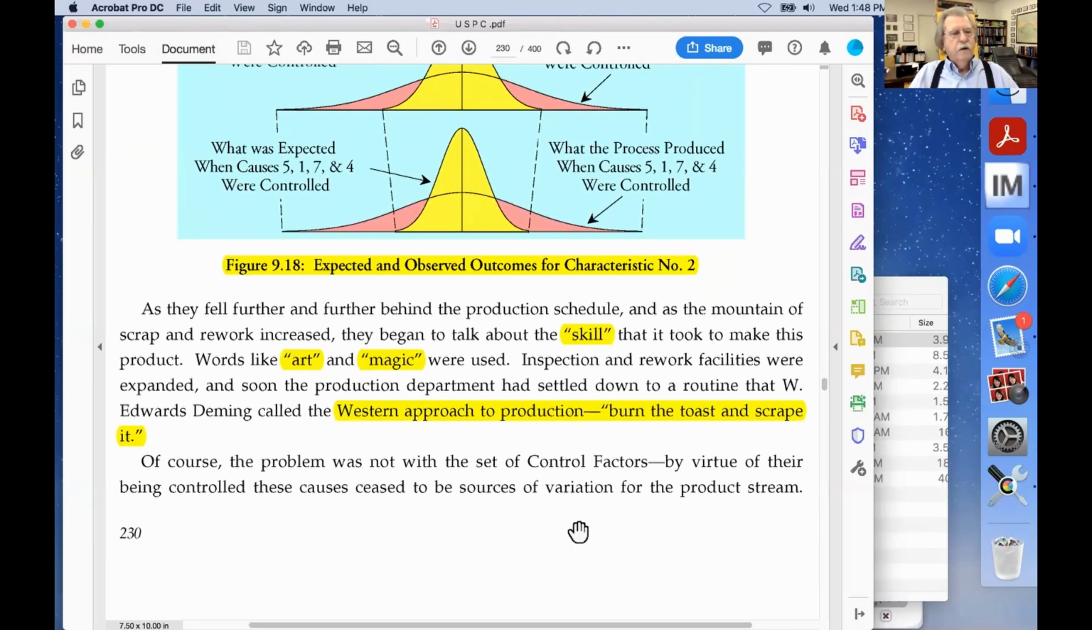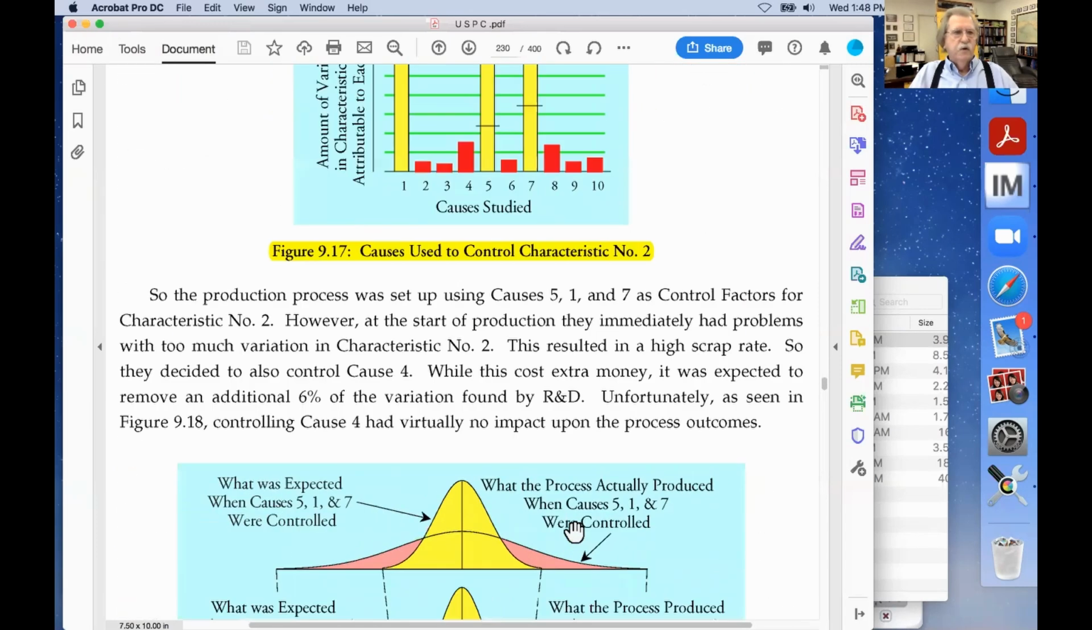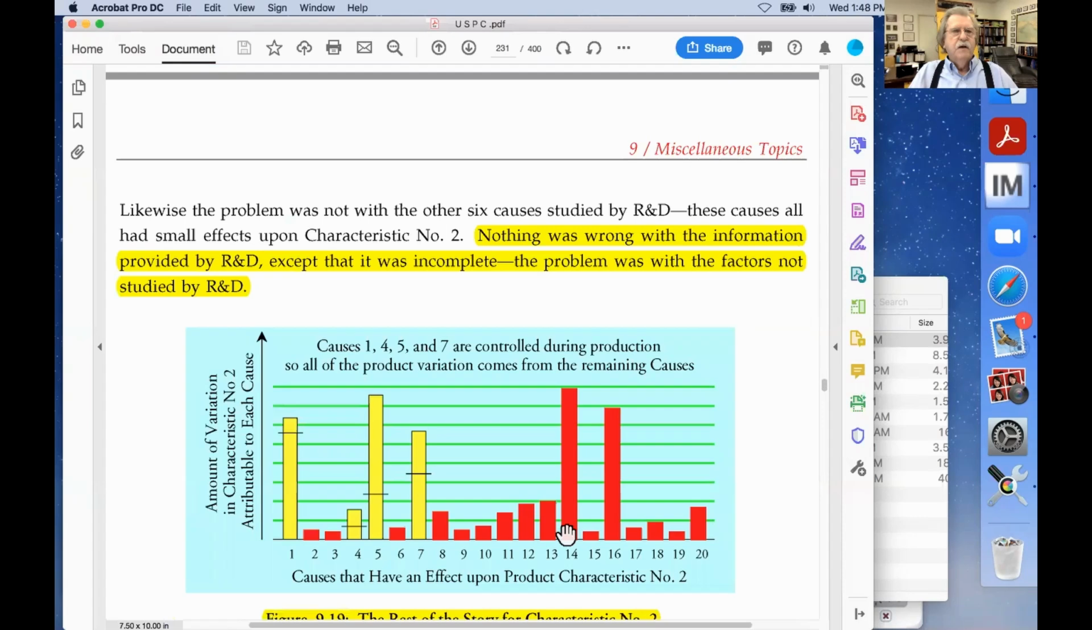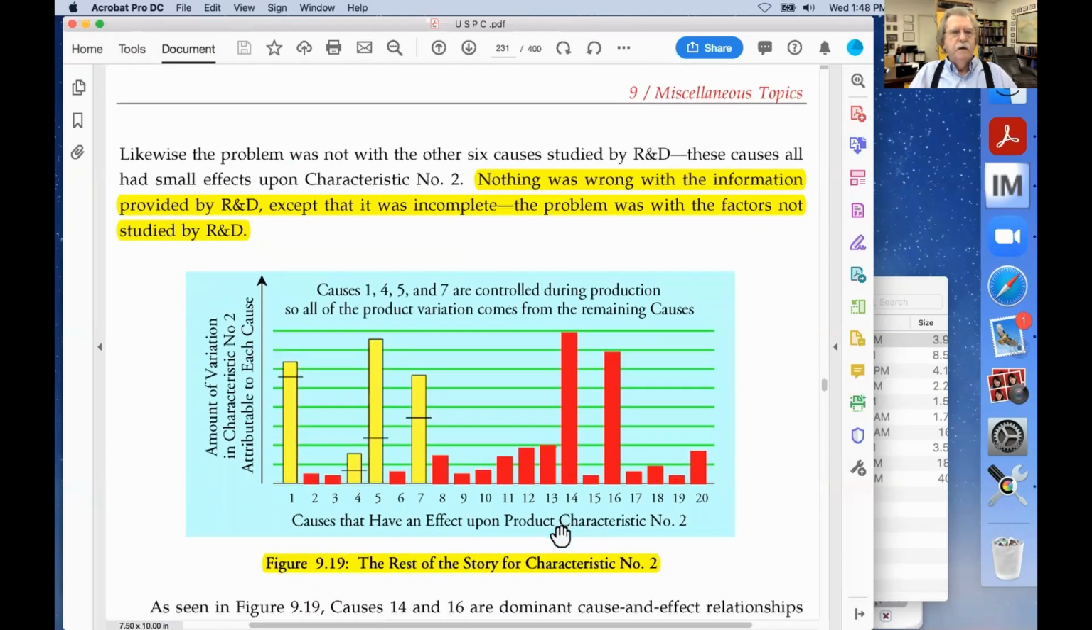You see, what R&D told us was true, but it was incomplete. Page 231 in Understanding SPC. Factors 14 and 16, which R&D did not study, are dominant cause and effect relationships.